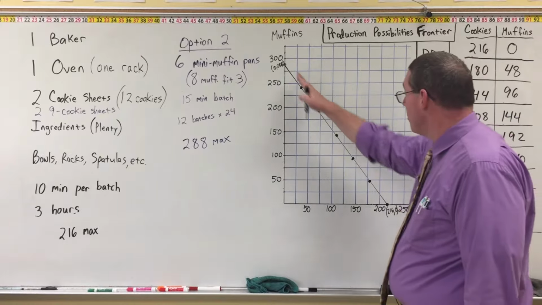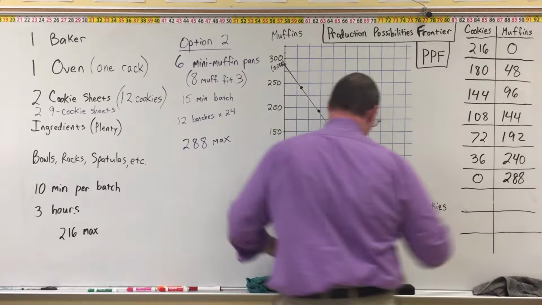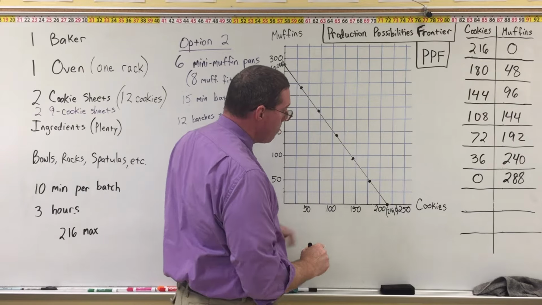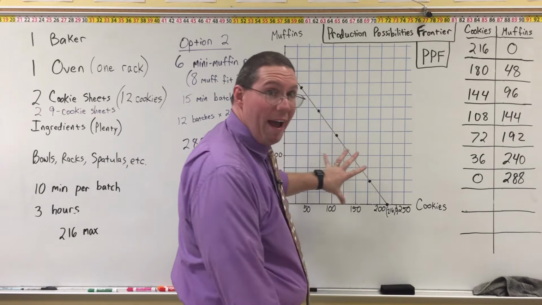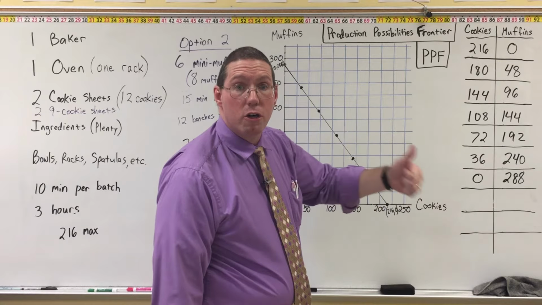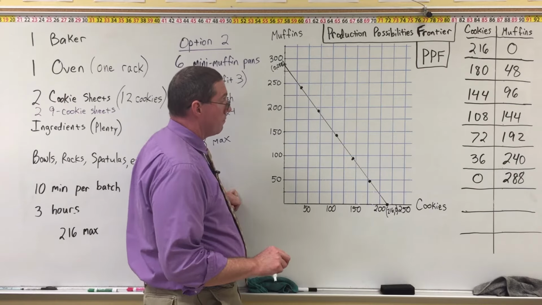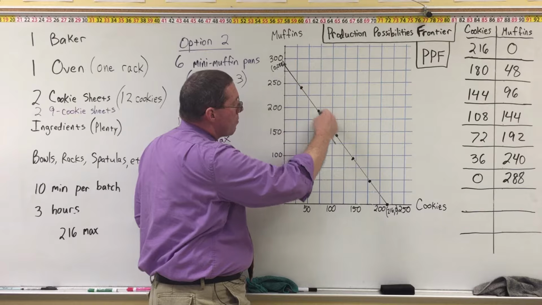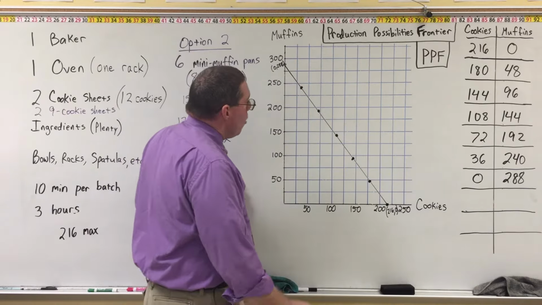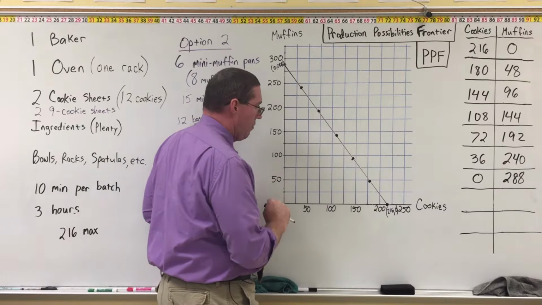And then all these points in between are, for example, the point 180 and 48 is right about here. 180 and up to 48. This is the point 180 and 48. And so every point on this graph represents a different mix of cookies and muffins, okay? Now, the basic idea goes like this. The line represents maximum production. We can produce anything that is on the inside of the line.